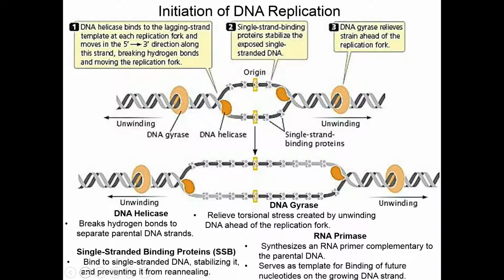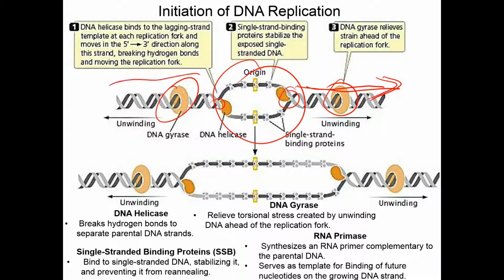replication fork opens up. All right, so there is an enzyme called DNA gyrase. It's referred to as a topoisomerase. Its job is to relieve torsional stress in a DNA molecule ahead of the replication fork. So here's your origin of replication. Here's your replication fork on either side. So this enzyme works ahead of the replication fork to relieve any torsional stress.